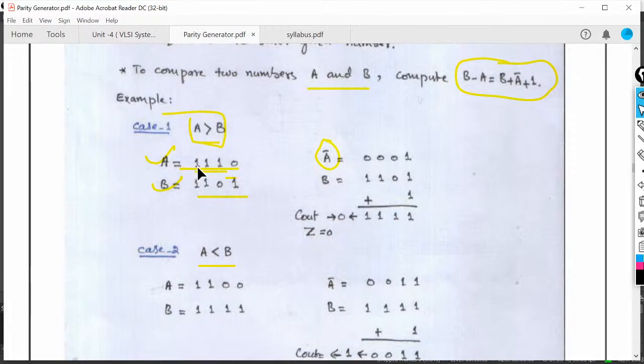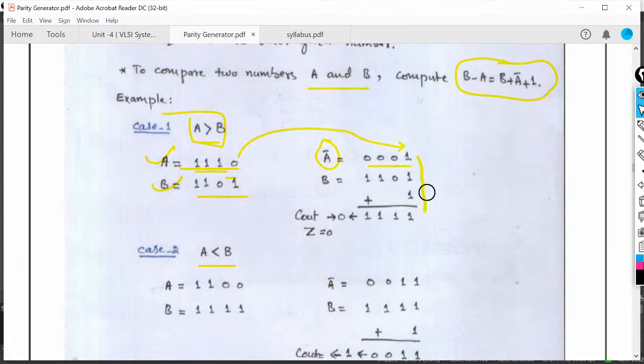For taking the 1's complement, we have to flip all the bits. So 1 is converted into 0, and 0 is converted into 1. So we will get A bar equals 0 0 0 1, and at the end we have to add 1 in the LSB.